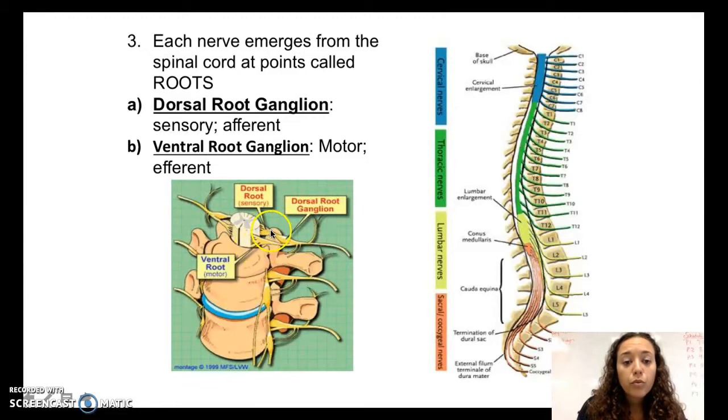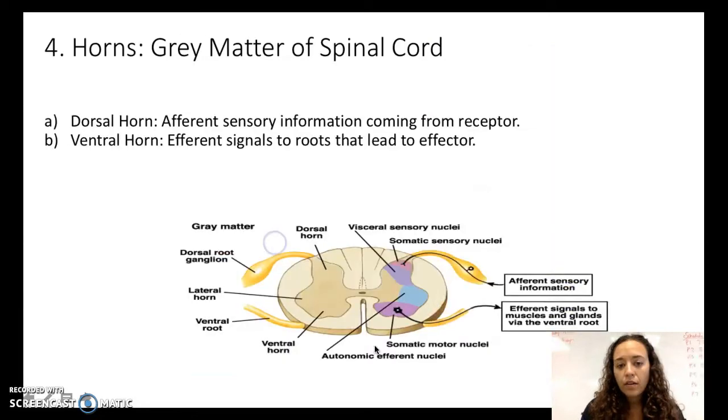You have your dorsal root ganglion, and you have your ventral root. So again, this is dorsal, this is ventral. So this is your dorsal root, your dorsal horn, ventral horn, ventral root.